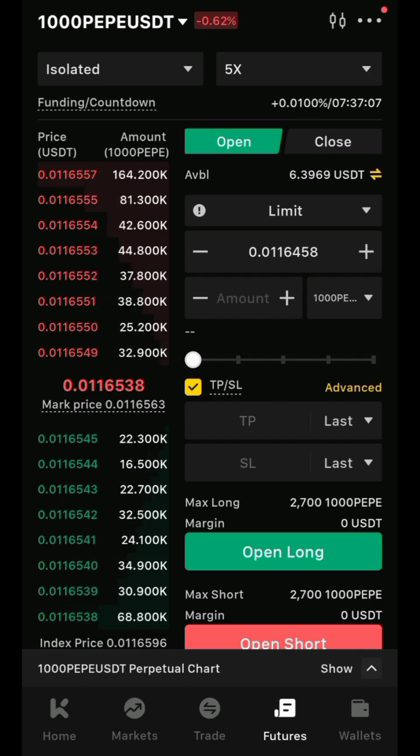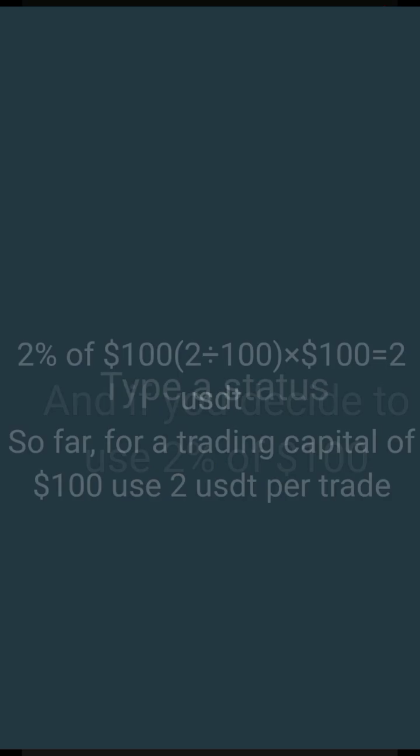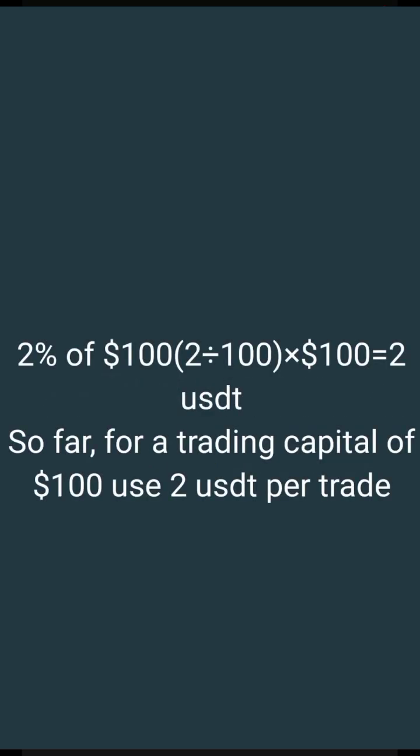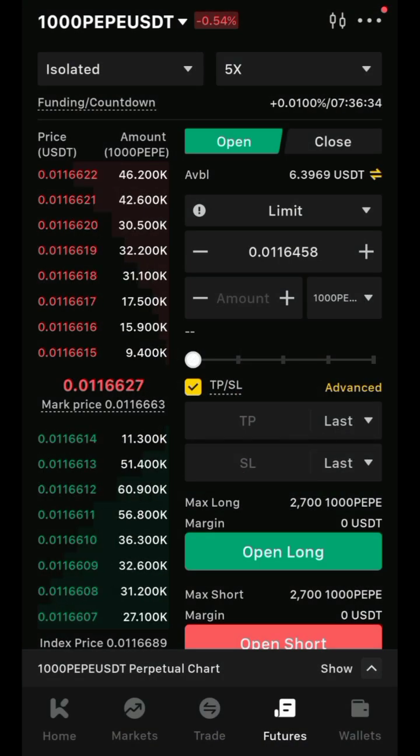And maybe if you decide to use 2% of $100, to calculate 2% of $100, 2 divided by 100 times 100 equals 2. So for a trading capital of $100, use 2 USDT per trade. If you're having $100 on your account and you decide to use 2% of your capital, we always recommend you use just $2 per trade, because every trade is unique.